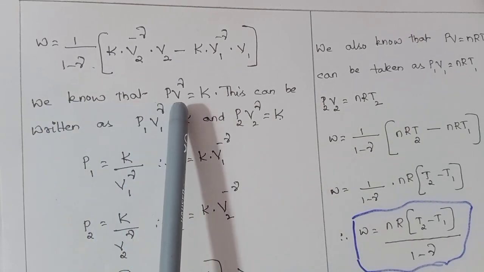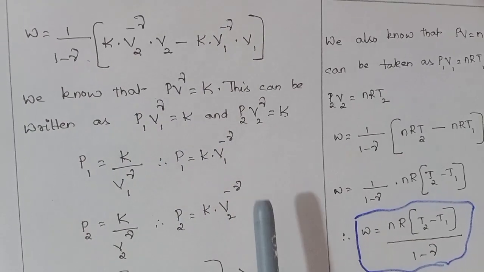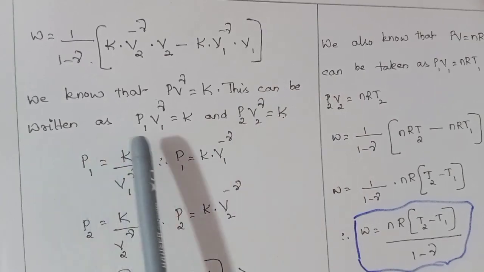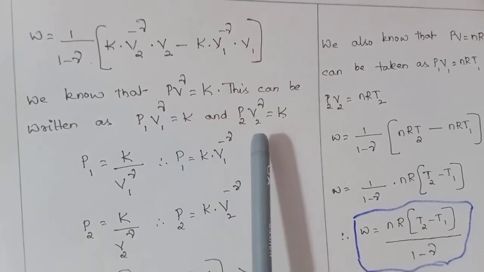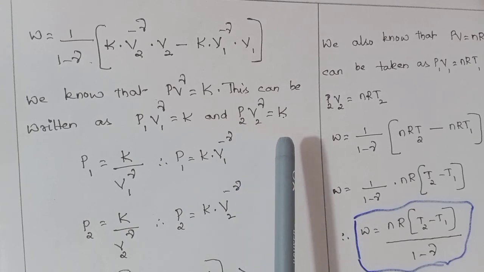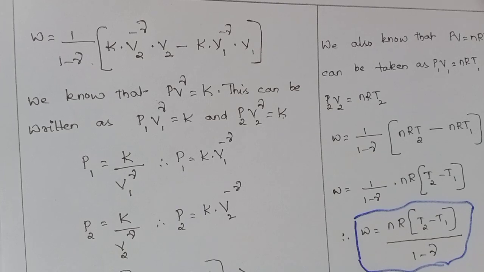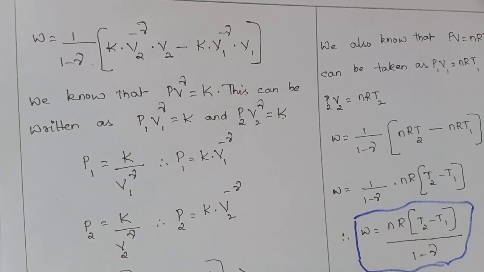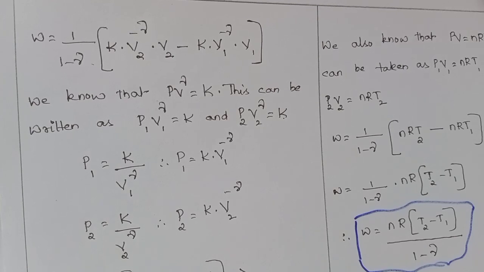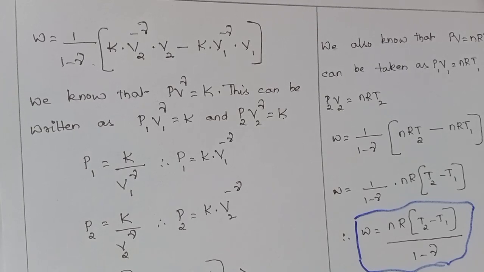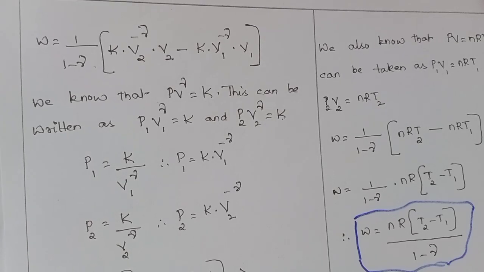We know that PV to the power gamma is equal to constant, that we have taken as k. Next, this can be written as P1 V1 to the power gamma is equal to k and P2 V2 to the power gamma is equal to k. Why? Because PV to the power gamma is equal to constant. That can be P1 V1 to the power gamma is equal to P2 V2 to the power gamma. So P1 V1 to the power gamma is equal to constant, P2 V2 to the power gamma is equal to constant.